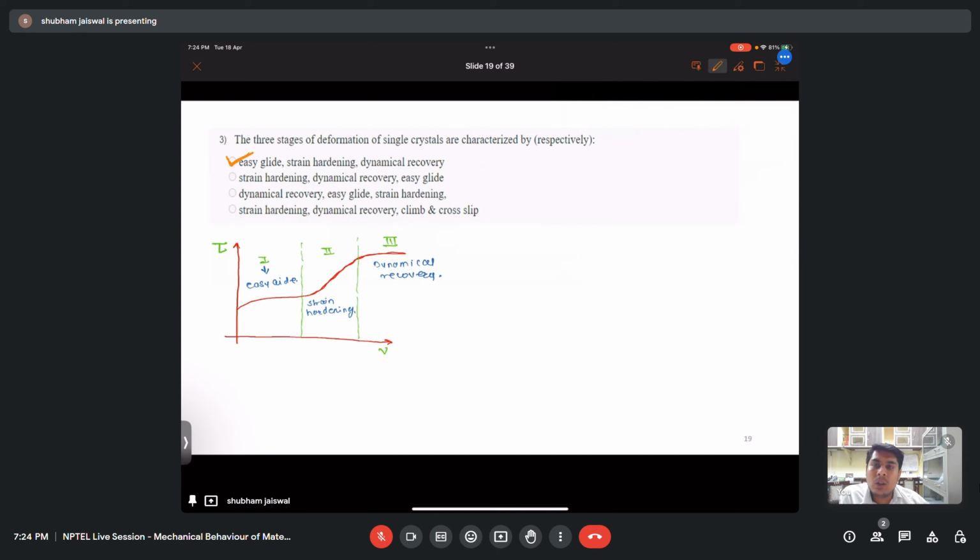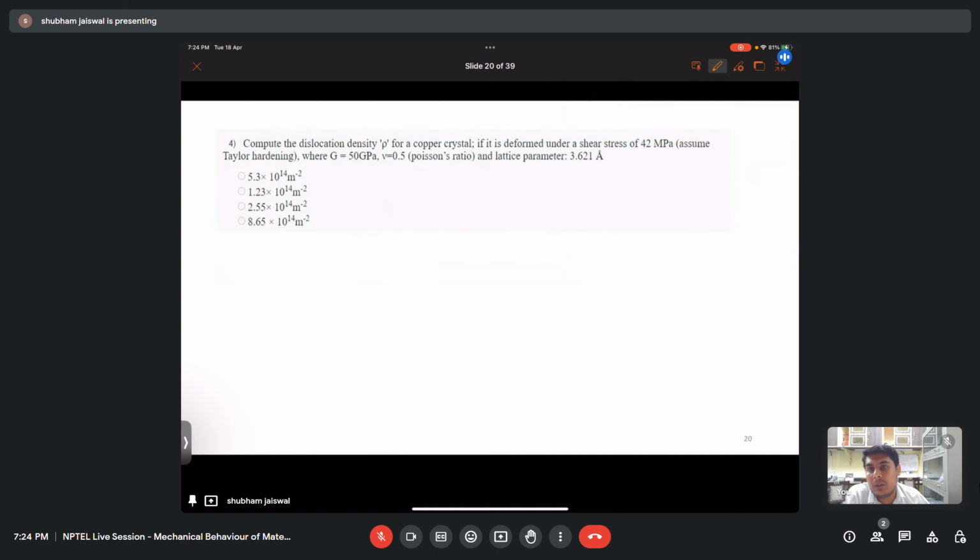Okay. Now coming to our next question. So compute the dislocation density for a copper crystal if it is deformed under a shear stress of 42 megapascal, and they are asking us to assume the Taylor hardening where G is 50 GPa, mu is 0.5 and lattice parameter is given. So they are asking us to calculate the dislocation density. So it's very simple, guys. Just try to calculate and tell me the answer.